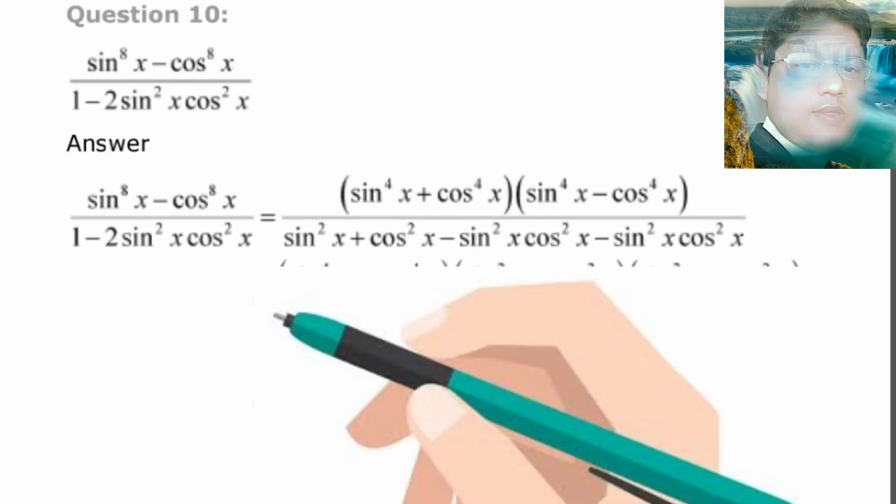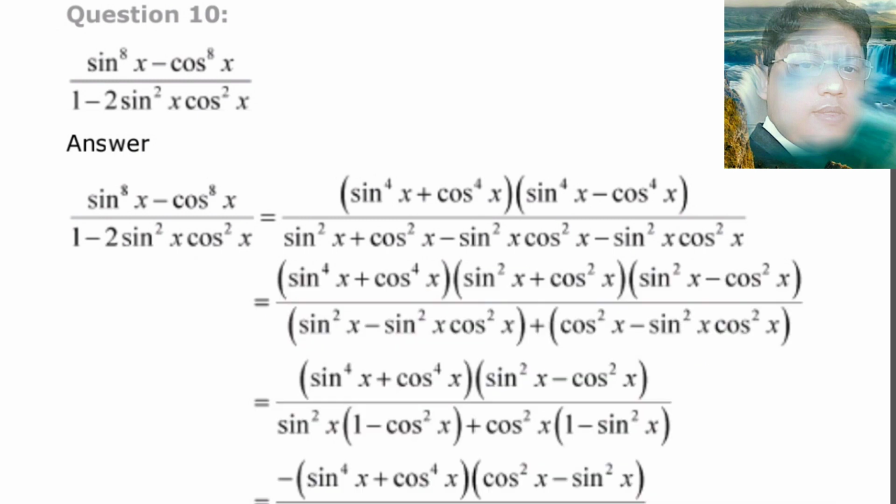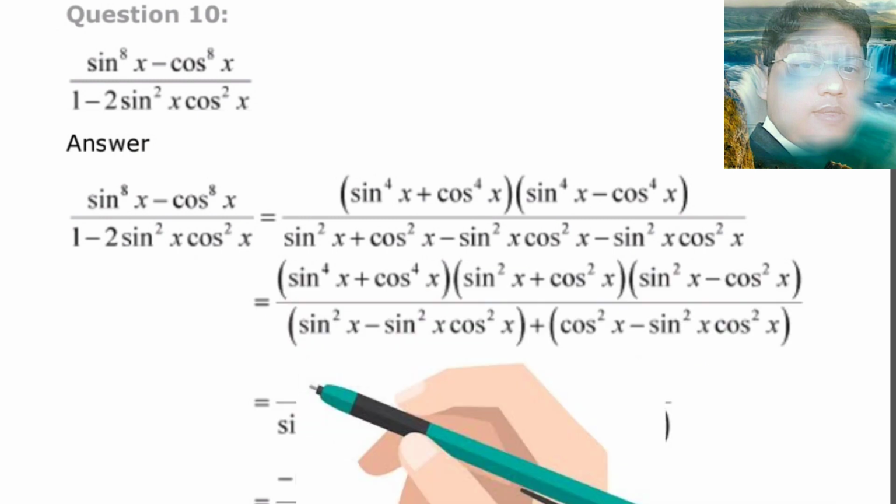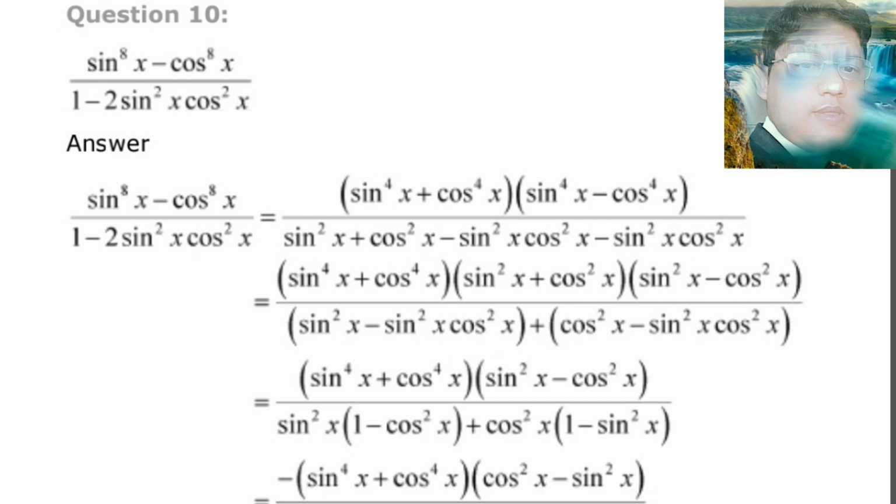Again, question number 10. Look here: sin to the power 8x minus cos to the power 8x upon 1 minus 2 sin square x cos square x. If I expand the numerator with the a square minus b square identity, the denominator can be written as, instead of 1, you have to write here sin square plus cos square, and then minus 2 sin square x cos square x. Then I get this part as it is like this.